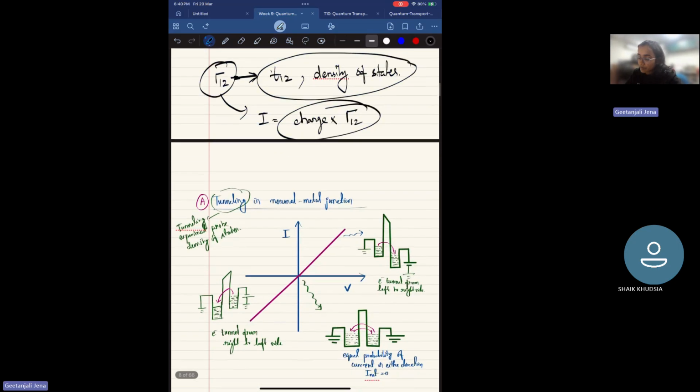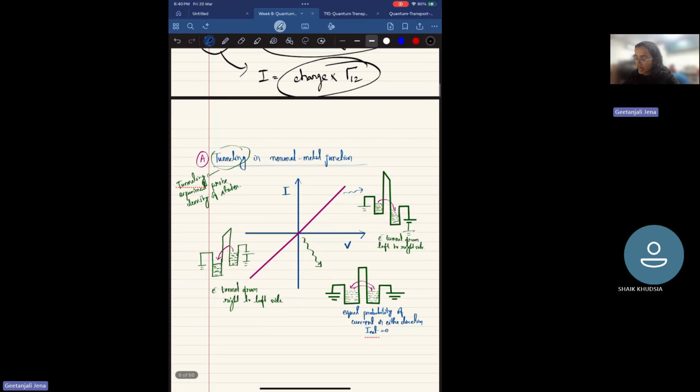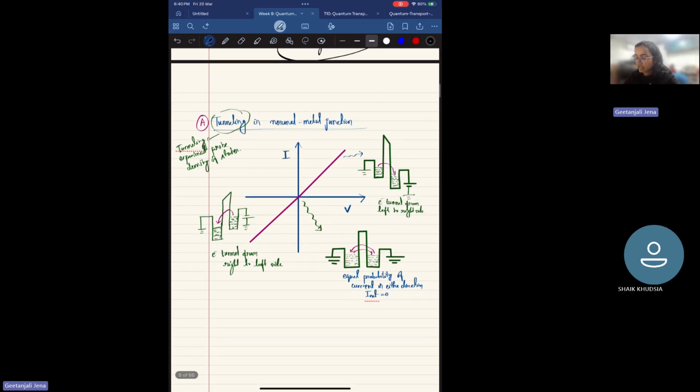So if you look at the typical IV characteristics, I have already plotted the typical IV characteristics of different types of junction. So this is for the case where we have a normal metal to metal junction, under low bias.